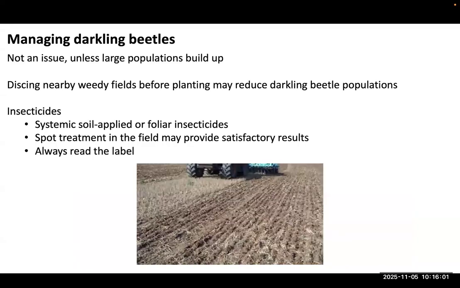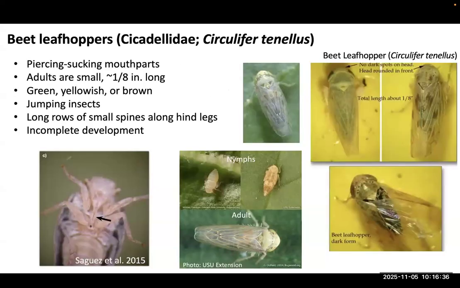They're not typically an issue unless large populations build up. Disking nearby weedy fields before planting may reduce their populations, especially if you've dealt with them before. There are also insecticides available, systemic soil-applied or foliar insecticides labeled for these guys, and spot treatment in the field may provide satisfactory results. Always read the label. So it's typically cultural and chemical, if natural enemies aren't helping keep their populations down.